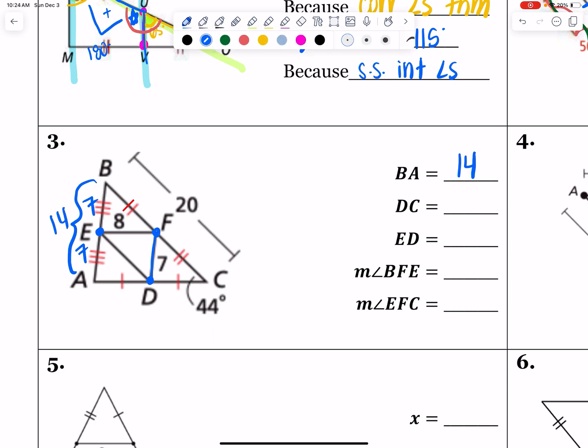How do I find, I'll switch colors here. How do I find D to C? D to C is parallel to E to F, which is 8. So that small piece must also be 8. Those are congruent segments, so they have the same length.